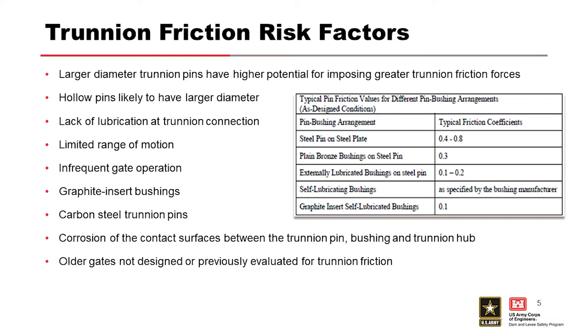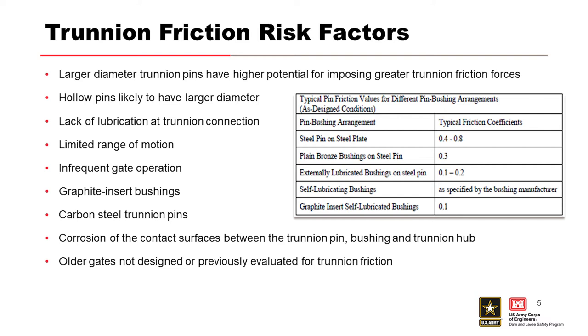One of these in particular, the one on the bottom of the chart, is the graphite insert. Those were popular in the late 40s and the 50s, and they were self-lubricating bushings. However, with the graphite on the steel, it created a galvanic cell, which led to corrosion.